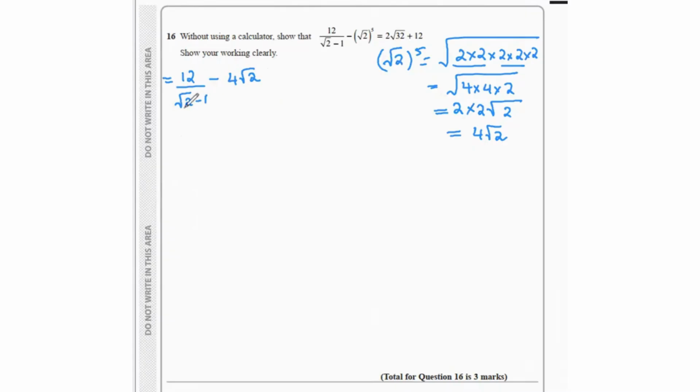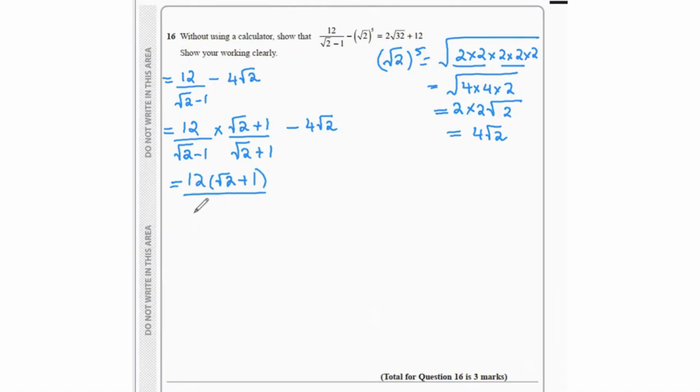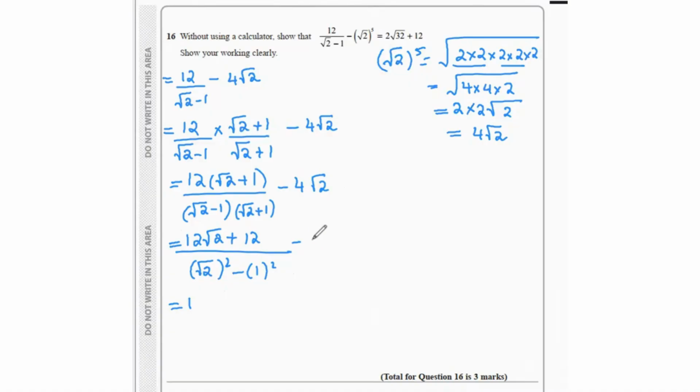Now after this, we have to rationalize the denominator for the fraction. So that's going to be 12 over root 2 minus 1 times root 2 plus 1 over root 2 plus 1, and then minus 4 root 2 over here. So that's 12 times root 2 plus 1 over root 2 minus 1 times root 2 plus 1, minus 4 root 2. 12 root 2 plus 12 over root 2 squared minus 1 squared and minus 4 root 2.